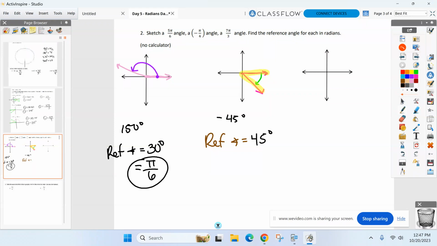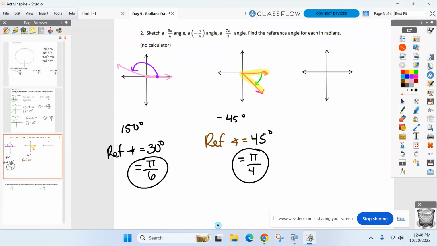Pi over 4. Yep. Is anybody starting to establish a pattern between the angle in radians I give you and the reference angle? 5 pi over 6, and my reference angle ended up being pi over 6. Negative pi over 4, pi over 4. 7 pi over 3. Guesses before we get there what the reference angle is going to be? Pi over 3, maybe. We'll see, right? All right, let's graph it first.